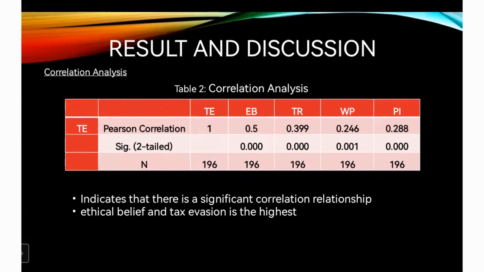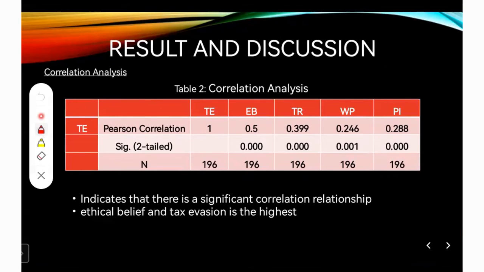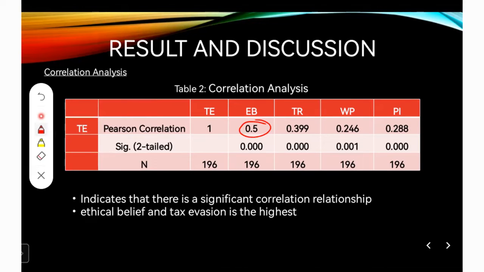Next is correlation analysis. Under correlation analysis, the interesting thing we see is that all the variables we are using have a significant relationship. All of them are less than 0.05, so there is a significant relationship. And if you look here, ethical behavior gives the highest Pearson coefficient among all the other 4 variables, which says that ethical behavior has more influence compared to the others.